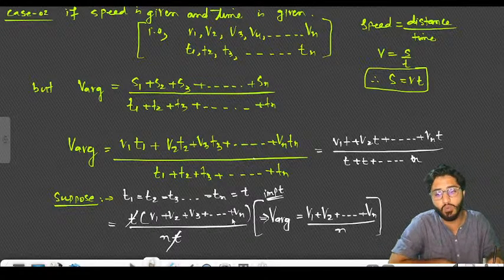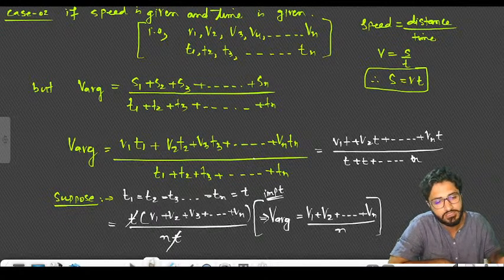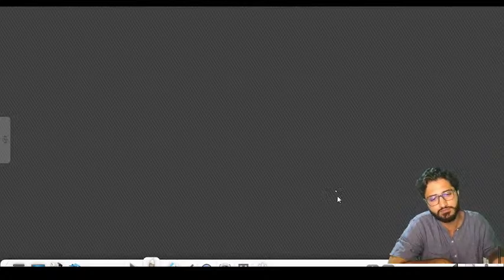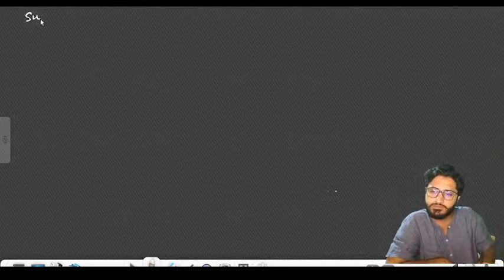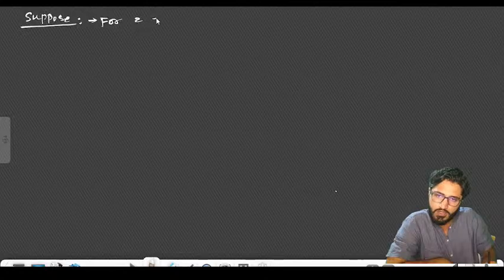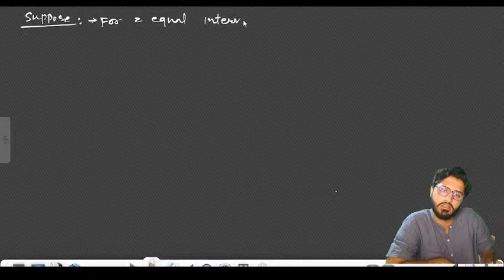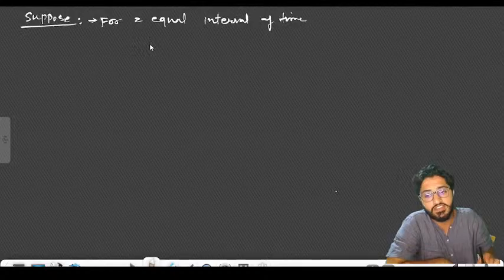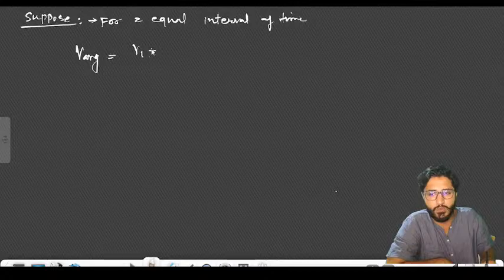The reason why this is important: suppose in a numerical, I can write for two equal intervals of time, that means the equation that I am having now, V average will be equal to V1 plus V2 divided by 2. You don't need to write anything now.